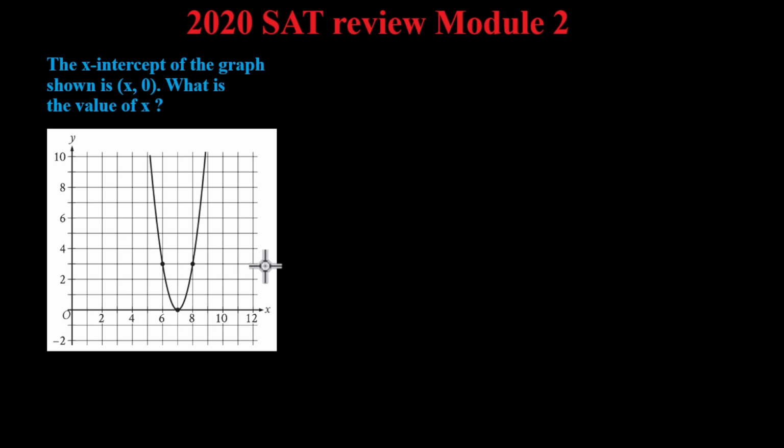This seems like too easy a question, but I guess you have to know what an x-intercept is. That's where a graph touches the x-axis, which is at this point right here. And we're given that it's x comma 0. Well, y is 0 for an x-intercept, and the only thing we need to do is find the value of x, which is between 6 and 8 here. So it's 7 comma 0. 7 is the answer.